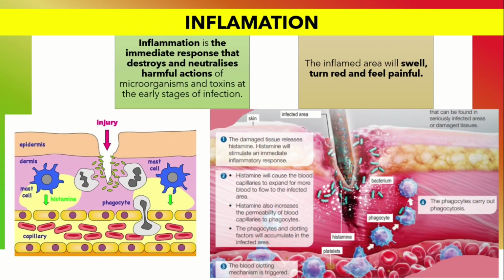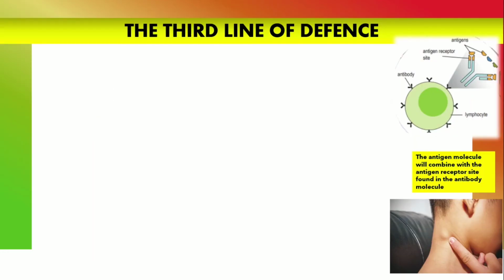Histamine will cause the blood capillaries to expand and more blood to flow to the infected area. Histamine also will increase the permeability of blood capillaries to the phagocyte. The phagocyte and clotting factors will accumulate in this area. The blood clotting mechanism is triggered, and then the phagocyte will carry out phagocytosis. This is the third line of body defense.